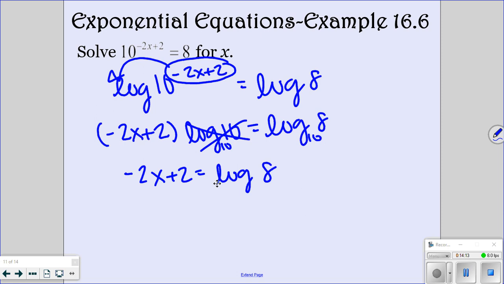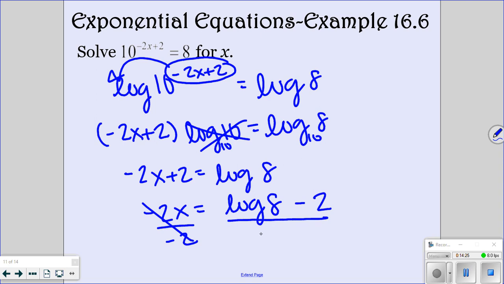So now we just need to solve for our x. So negative 2x equals log of 8 minus 2, and then divide by negative 2. And you can leave your answer just like that. If you want to get a decimal, you can, but then you run into the risk of accidentally plugging it into your calculator wrong. So you can leave it exactly like that and move on. Sometimes the book does change it a little bit, so you have to be careful. Like the book actually makes it this.